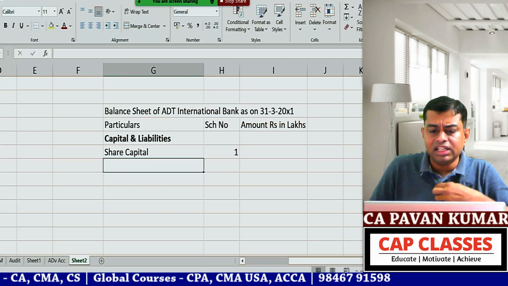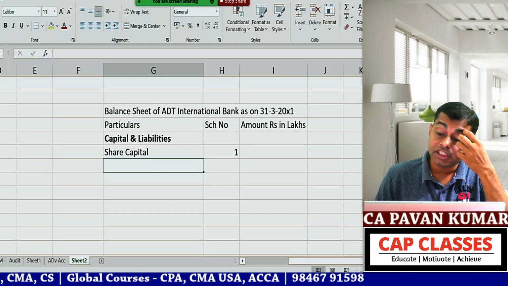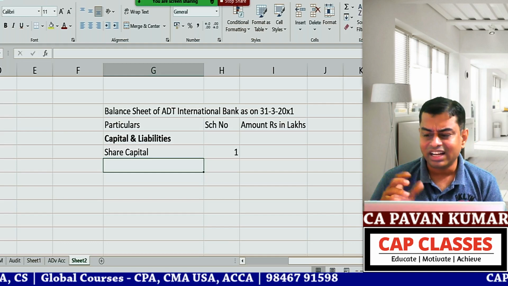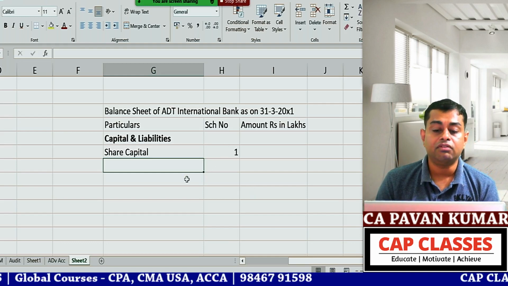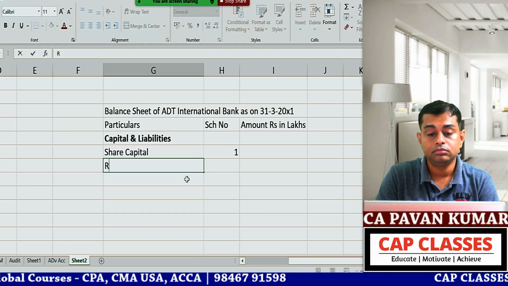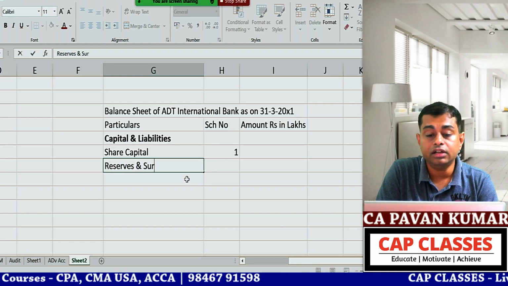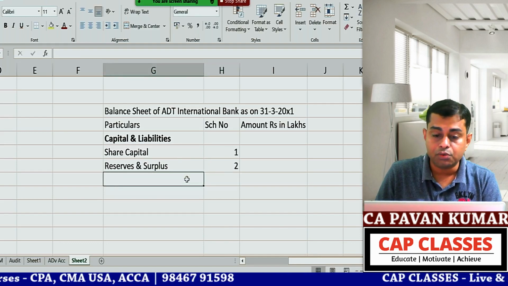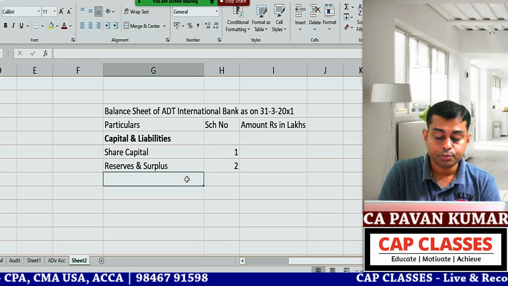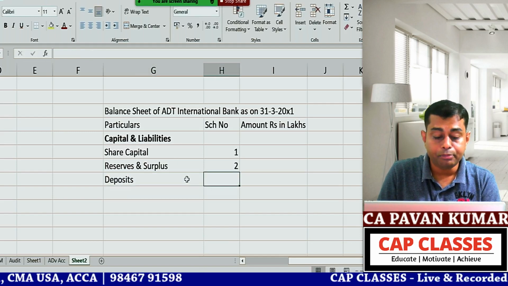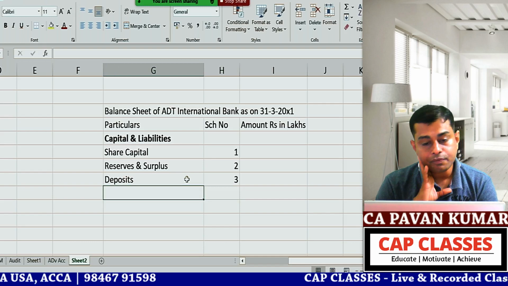But in the pro forma they said capital, no? In the solution they have given share capital. So whatever, no problem. Anyway, it is the same. Share capital, you have written 1. What is the second one? Reserves and surplus, 2. Then what is the third schedule? Deposits, 3.